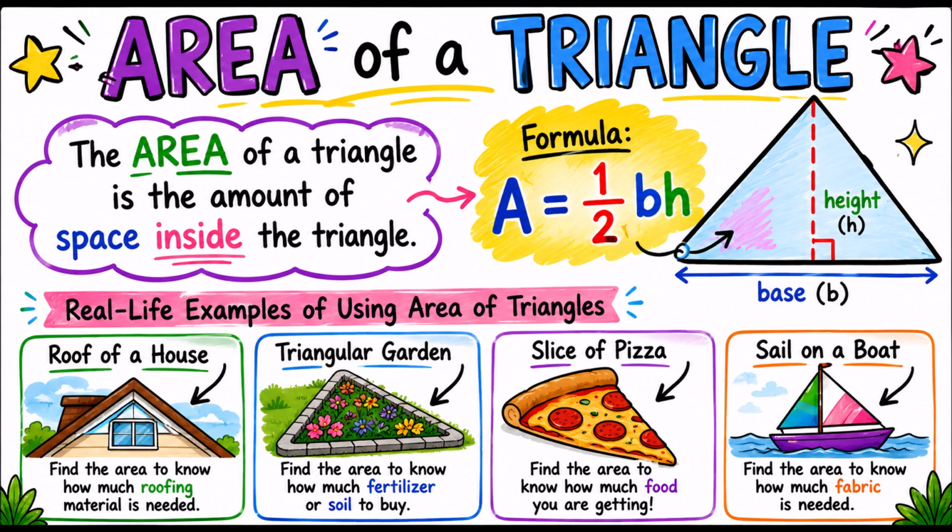Area of a triangle. The area of a triangle is the amount of space inside the triangle. The formula is A equals half BH. Real-life examples of using area of triangles: roof of a house, triangular garden, slice of pizza, and sail on a boat.